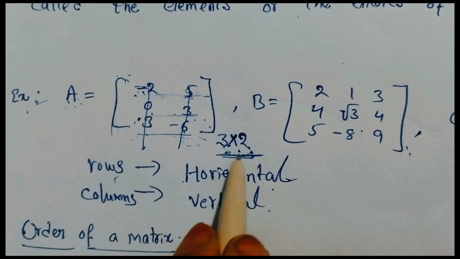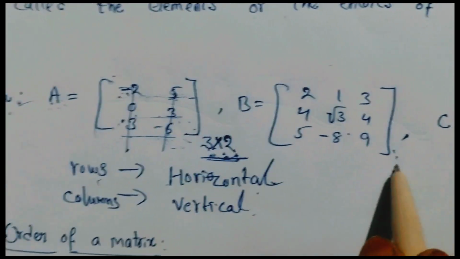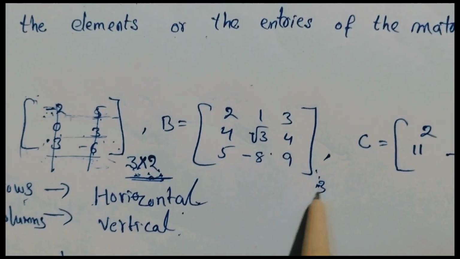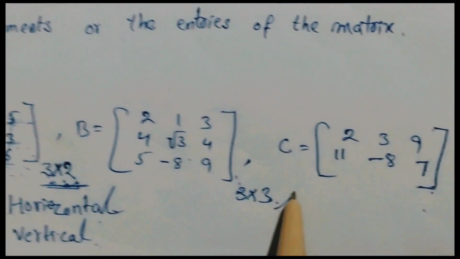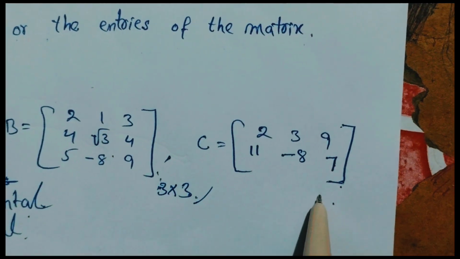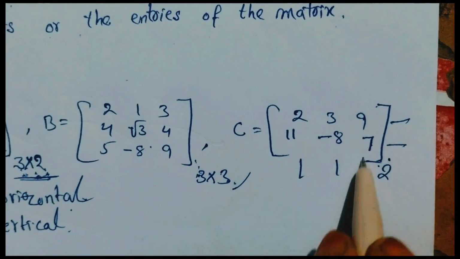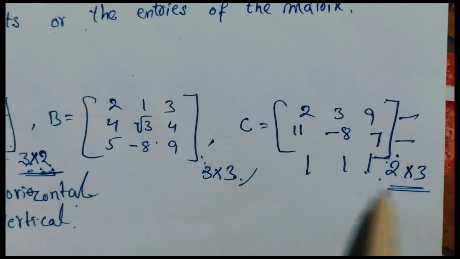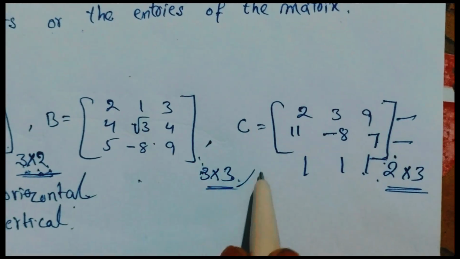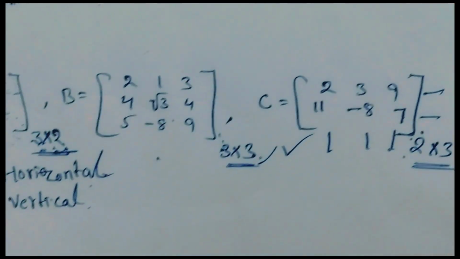It indicates the size of the matrix. Here, what is the order? 3 by 3, with 3 rows and 3 columns. And here, what is the order? How many rows? 2 rows. How many columns? 3 columns. The size of the matrix is also called the order of the matrix.